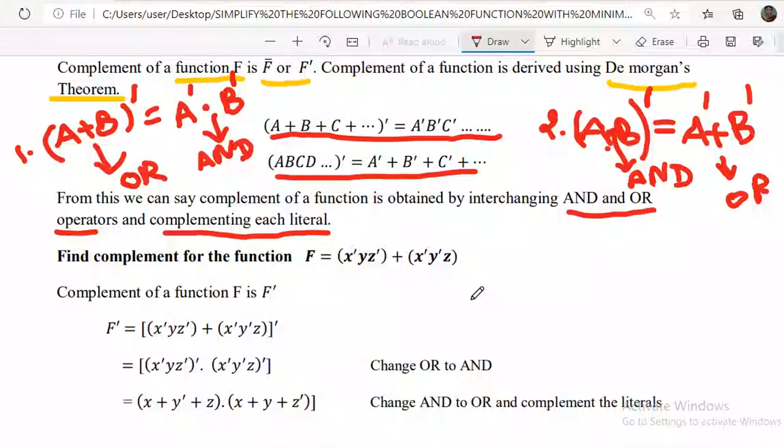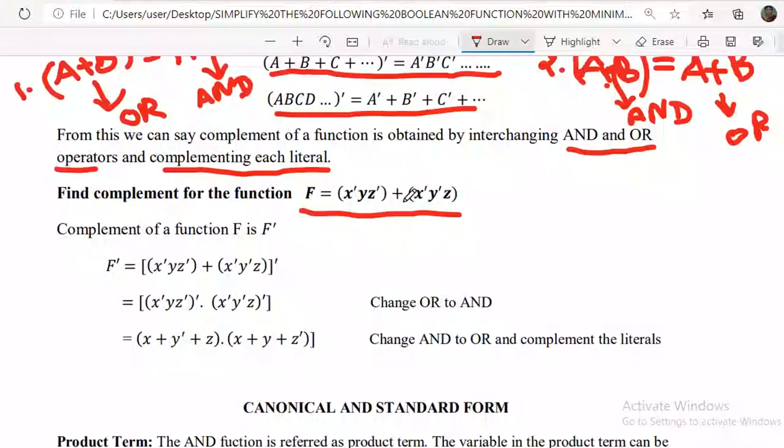So what actually is happening here? You have two product terms and you are adding them. When you take the complement, you will get the reverse of this. You will have a sum term and you will multiply those sum terms. If you get the answer that way, then the complement is correct. Okay, so now let us go to the problem.